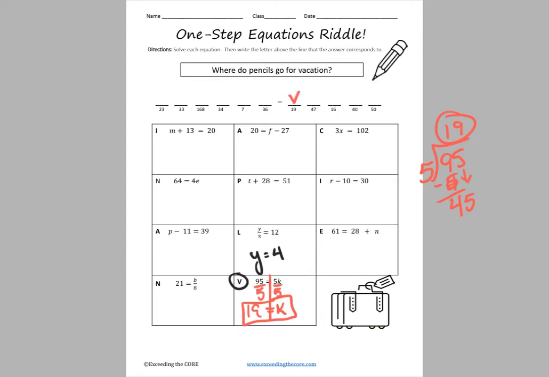Okay, so I just did 2 problems with you. See if you can do the rest of them. You should get a funny little riddle at where pencils go on vacation. That is page 2 of what you're doing today. Now let's go look at page 3.